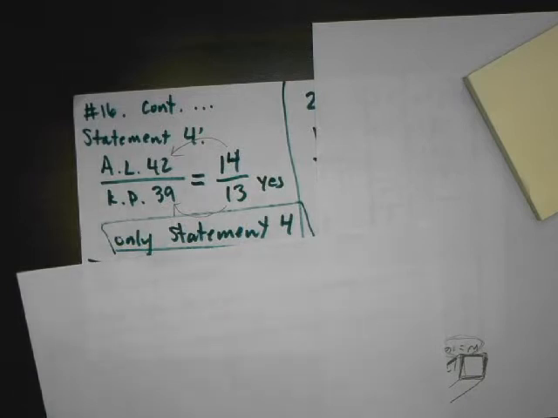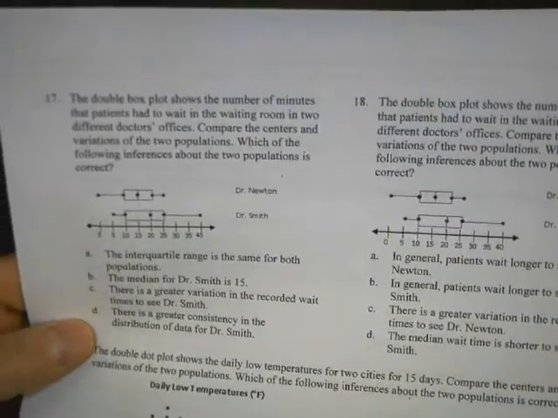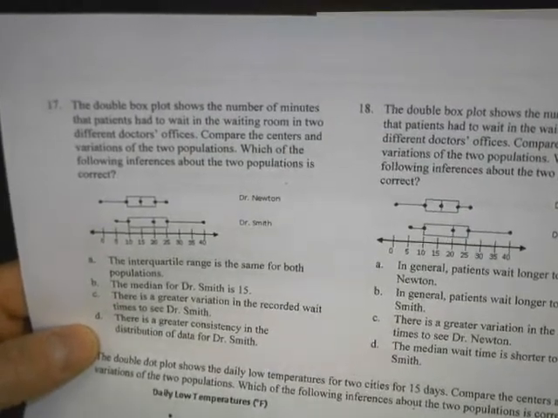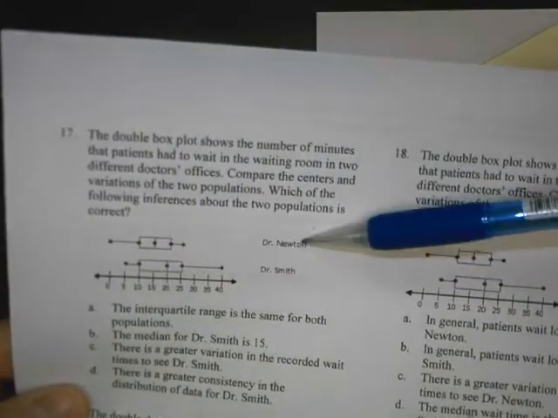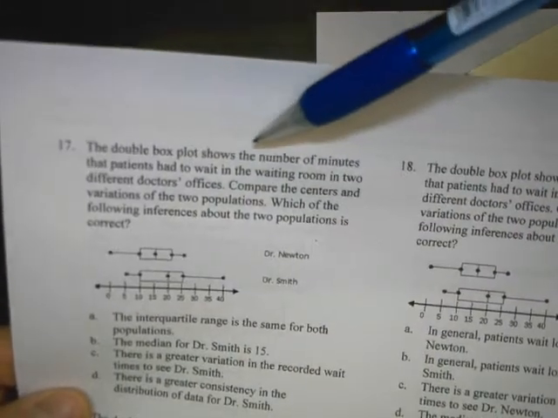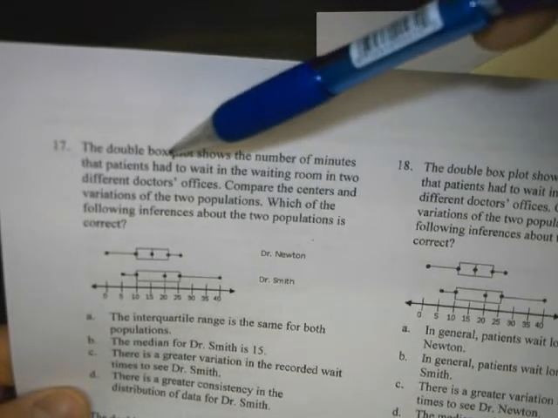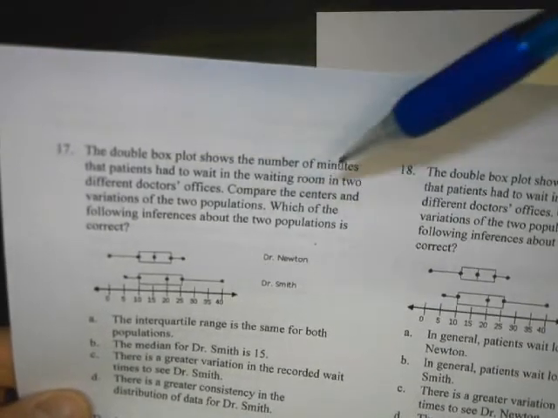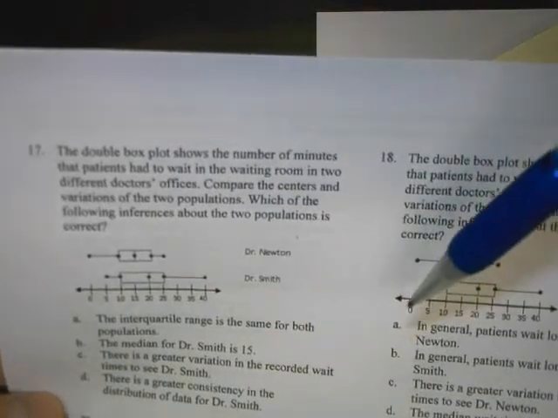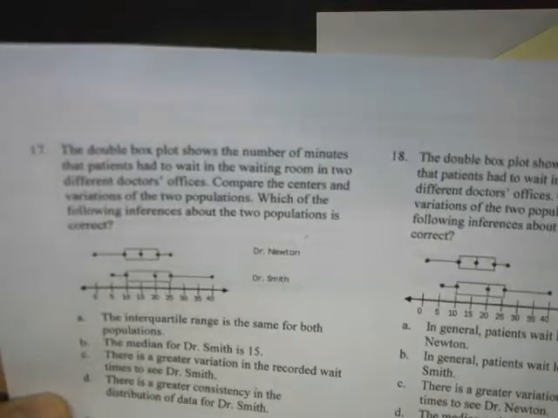Number 16. Okay, so 16, we have a double box plot. And they're talking about Dr. Newton there and Dr. Smith. And then we have some numbers down here. And it says the box plot shows the number of minutes the patients had to wait. And question 1 says this. The interquartile range is the same for both.